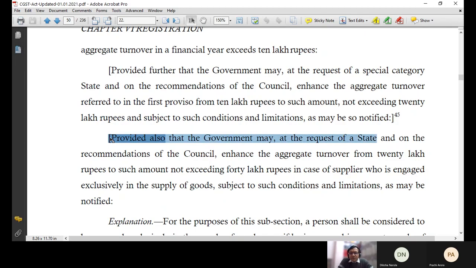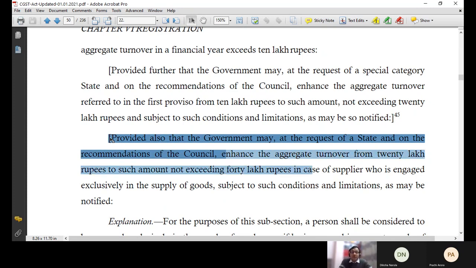Government may, at the request of a state and on the recommendation of the council, same thing. If a state requests and the council recommends, then what can the government do? Enhance the aggregate turnover from 20 lakh rupees to such amount not exceeding 40 lakh. In some cases, even the 20 lakh limit can be increased to a higher amount, maximum 40 lakh aggregate turnover. The condition is that it should be only for that supplier who is engaged exclusively in the supply of goods. That's it.